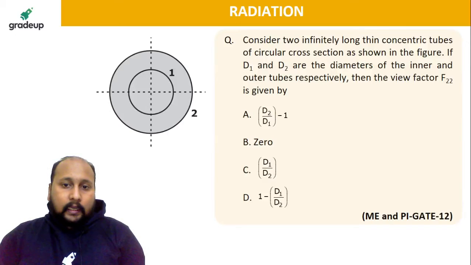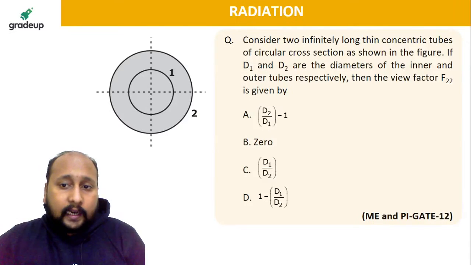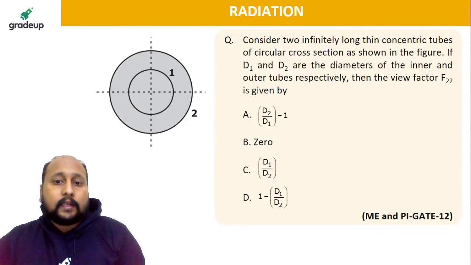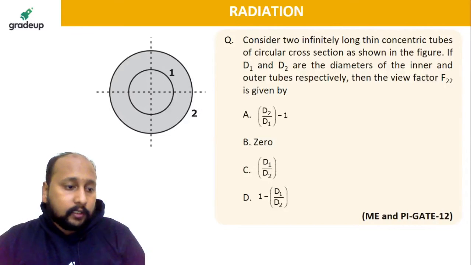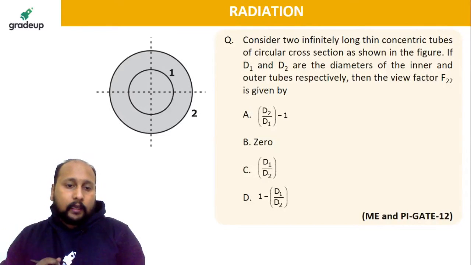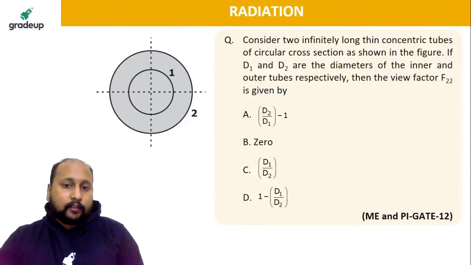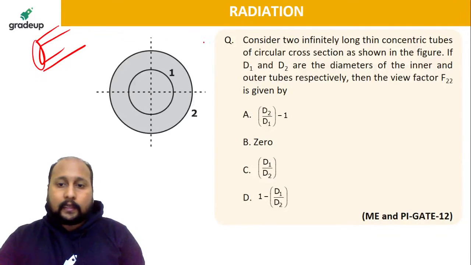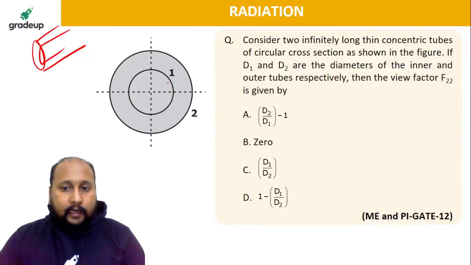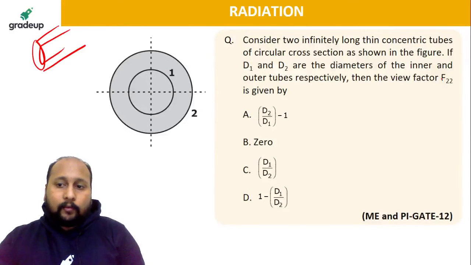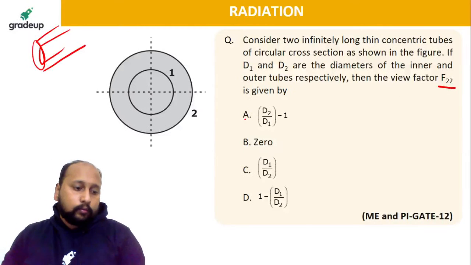Next question. Consider two infinitely long, thin concentric tubes of circular cross section. We are having tubes, okay. We are having surface 1 and surface 2. These are two concentric cylinders like this, having diameter d1 and d2. Inner diameter is d1, outer diameter is d2. You have to tell me what will be the shape factor F22.